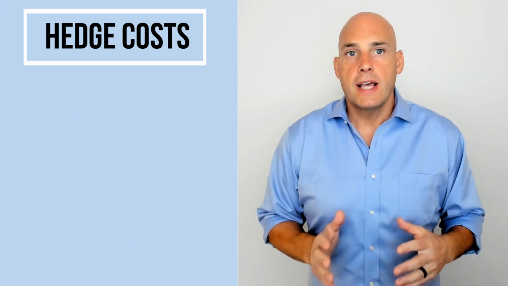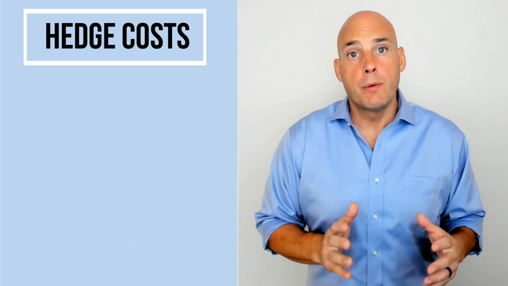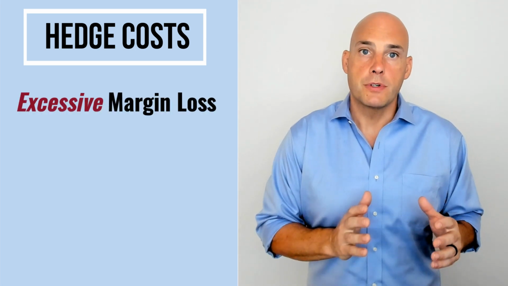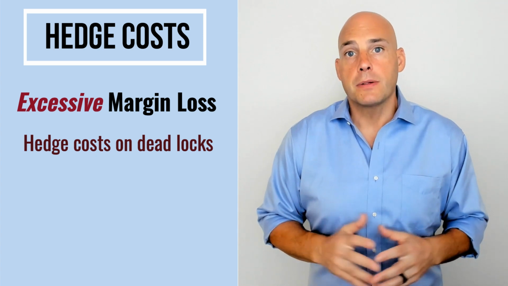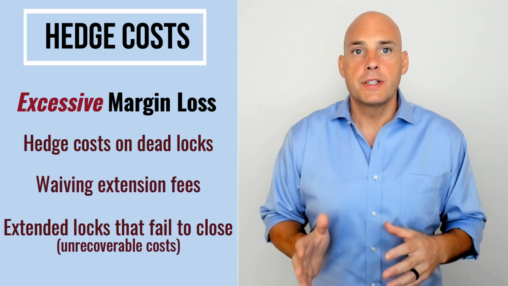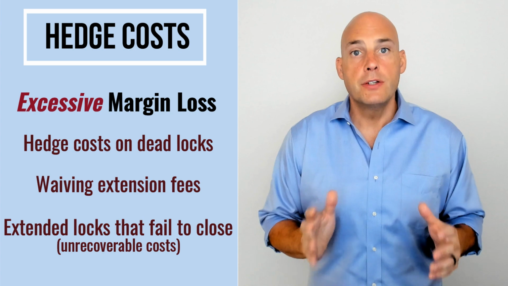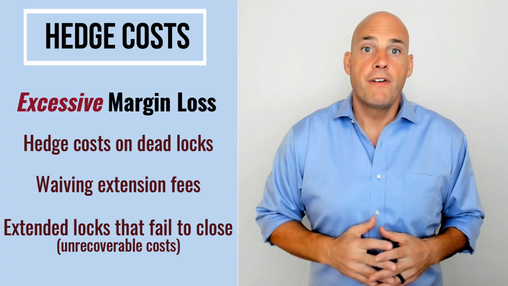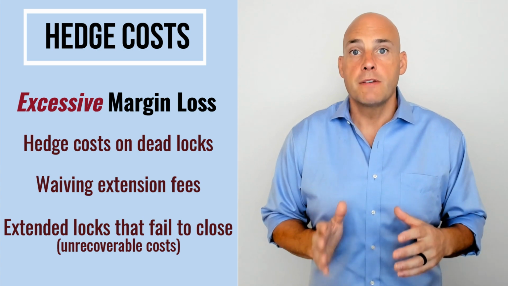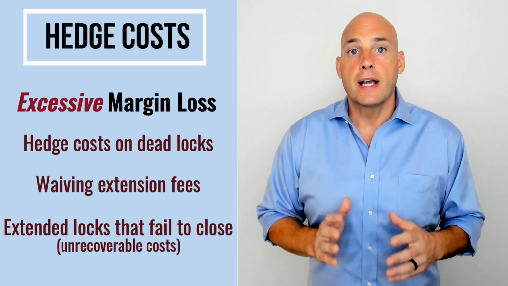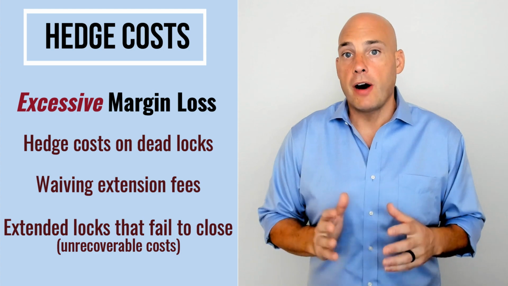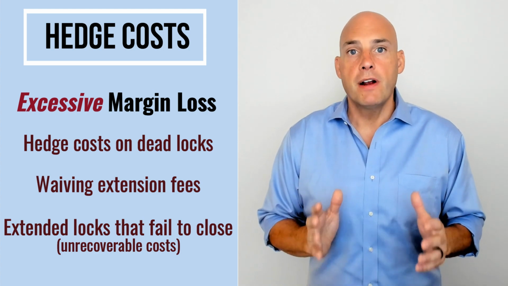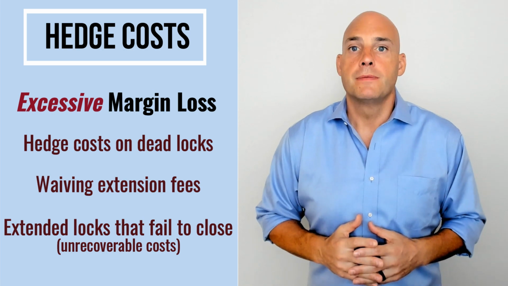While hedge transaction fees are an anticipated and unavoidable aspect of pipeline hedging, there's a potential for excessive margin loss if trades persist on dead locks that haven't been canceled. Likewise, locks that are extended beyond the initial lock period will continue to accrue hedge costs. If extension fees are waived on those locks, or if they ultimately fail to close, that can be a form of excessive margin reduction as well. So secondary will be trying to maintain vigilant oversight of the locked pipeline to ensure dead deals are getting canceled, and they may maintain a fairly strict policy against waiving extension fees.